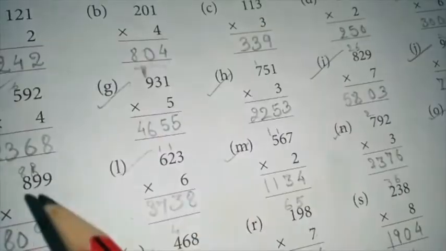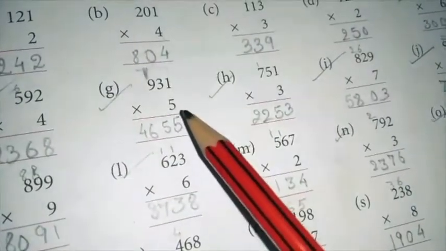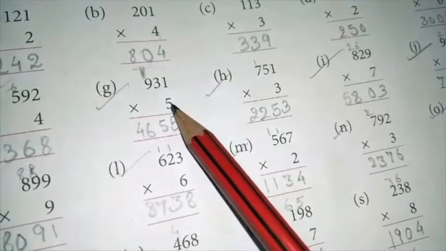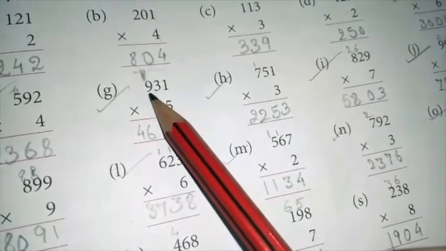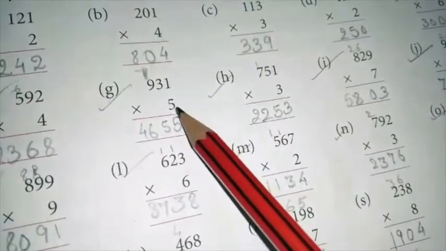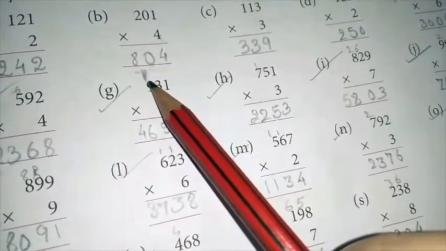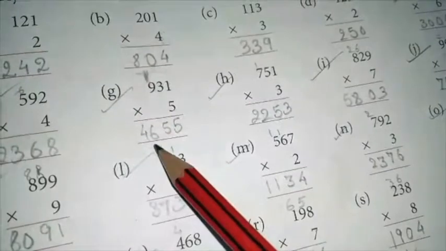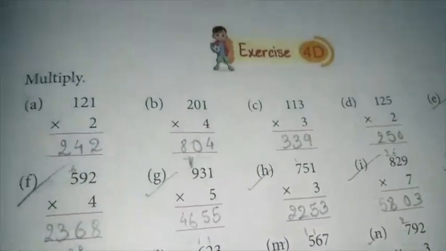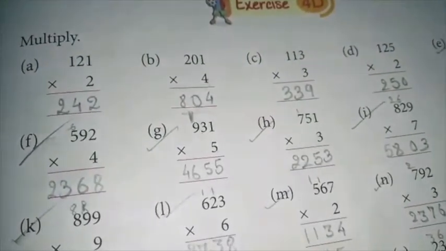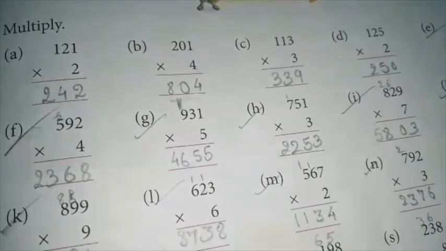Same way as you were doing in addition, the carrying part. Now you multiply 5 with the hundred place, where you have 9. 9 into 5 is 45 and 1 was being carried. So 45 plus 1 becomes 46. This is the simplest way of doing multiplication by a one-digit number.